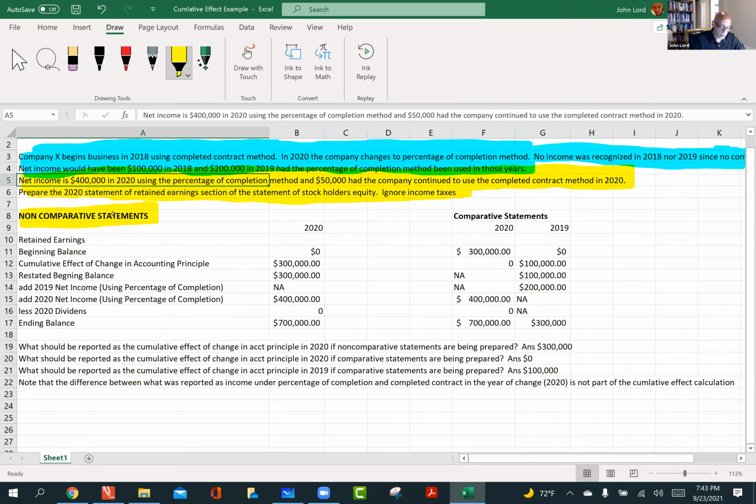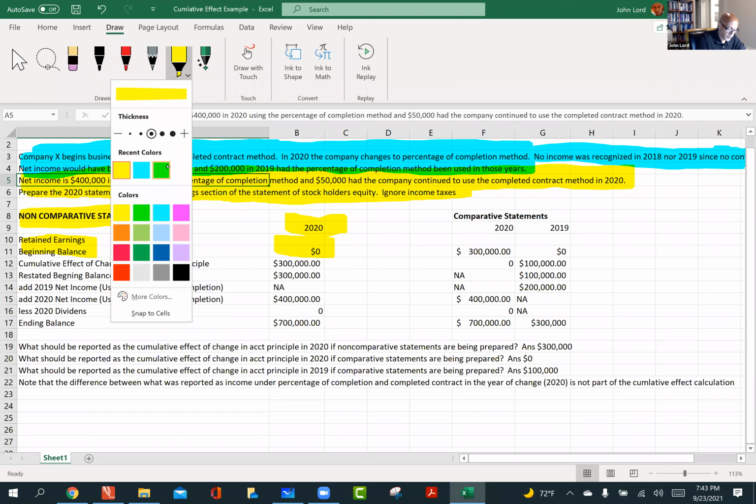Non-comparative statements, I'm just showing you 2020. Okay. And since I haven't had any income in my first 2 years of operation, 2018 and 2019, obviously the beginning balance in retained earnings is 0, right?